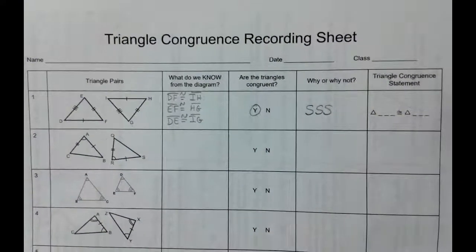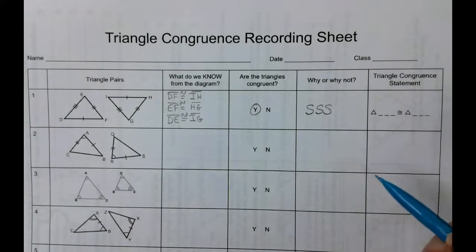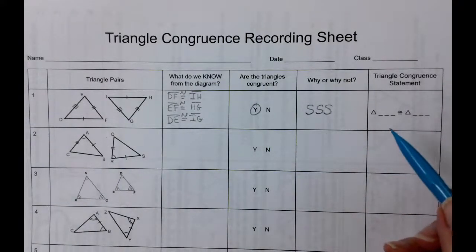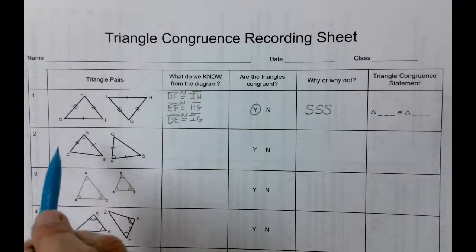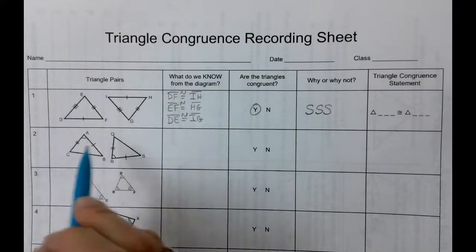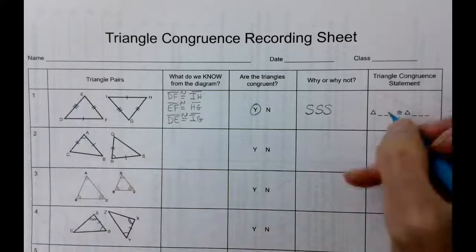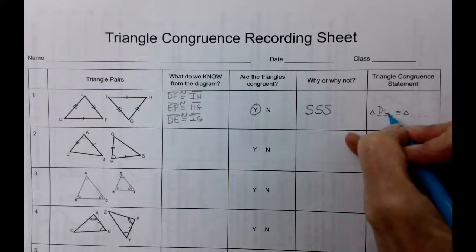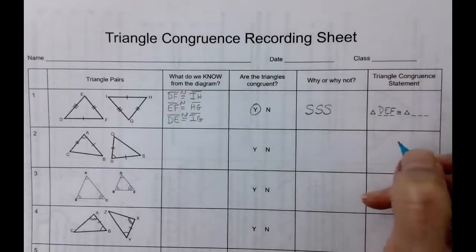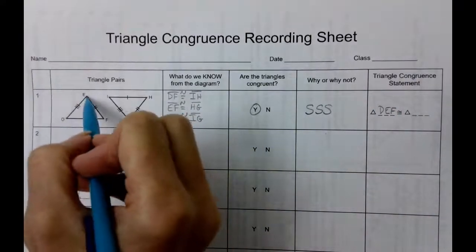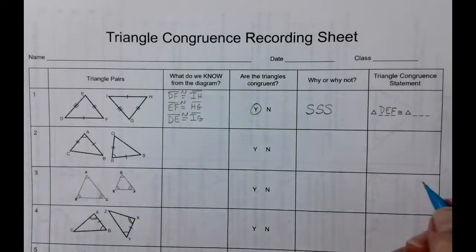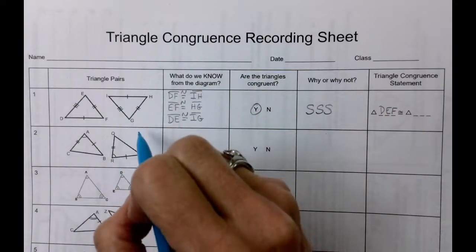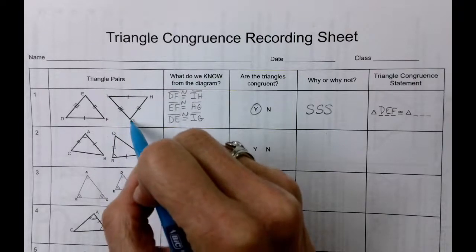And when we fill in our congruence statement here, what we can say is triangle. And in general, what I do with the first triangle, which not all geometry teachers do, but I usually go in alphabetical order on the first one, if I can, and then I match it up. So DE has the 3 tick marks, so I'm going to do the 3 tick marks on the next triangle, which is IG.